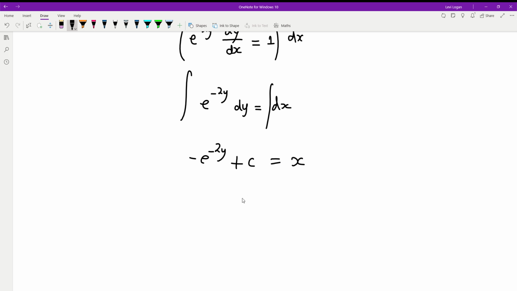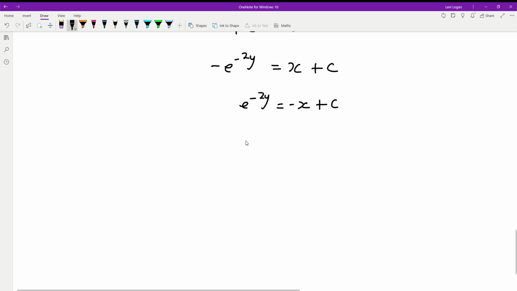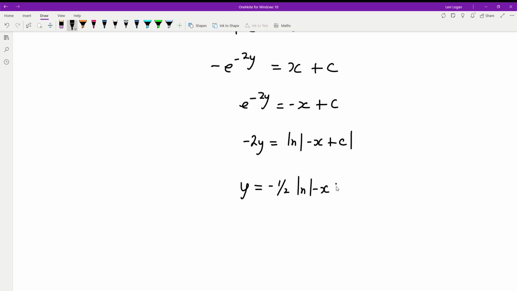Okay, move that c across, so we get negative e to the minus 2y equals x plus c. I'm just writing it as a plus c because it's now a different c to this one here. Divide both sides by negative 1, so you get e to the minus 2y equals negative x plus c still, that doesn't change. Then I'm going to write that as a log, so minus 2y is equal to natural log absolute value of negative x plus c. Then divide both sides by negative half, so you get the following expression as your solution to the differential equation. Okay, and that's it pretty much.